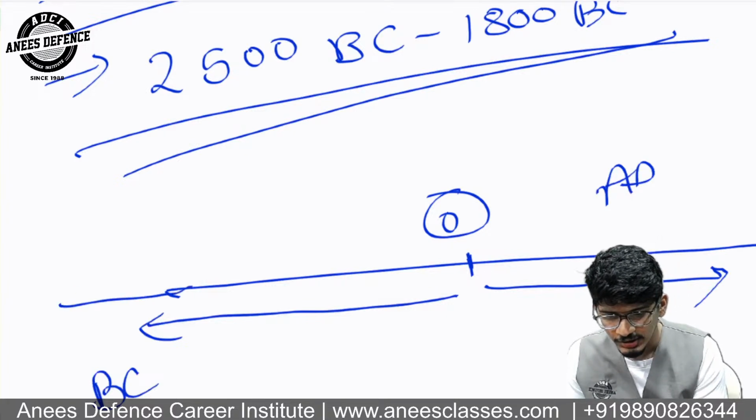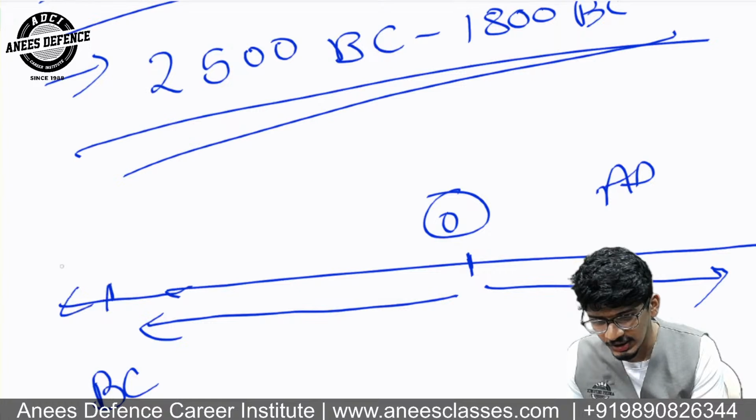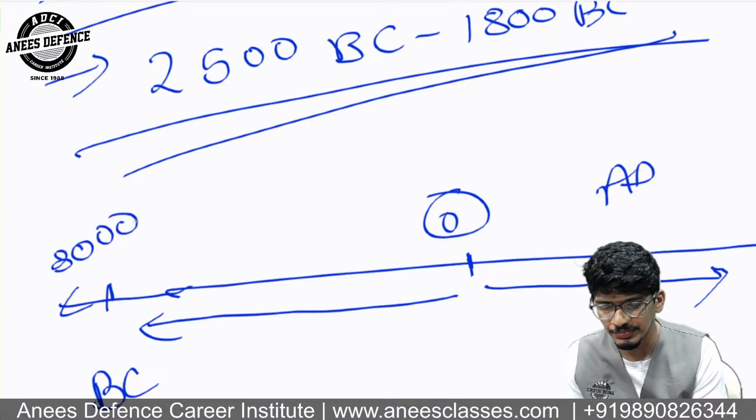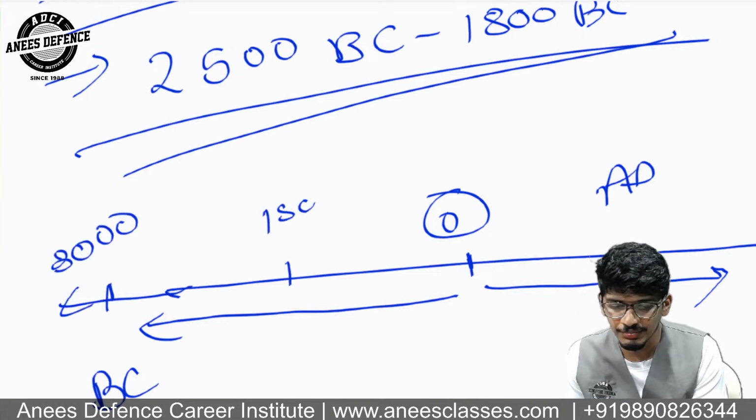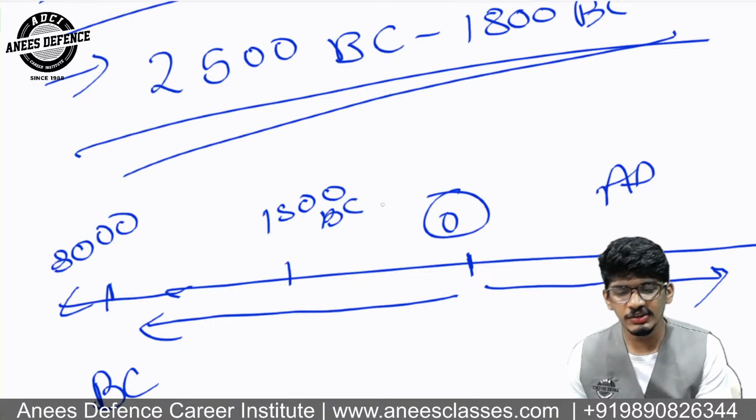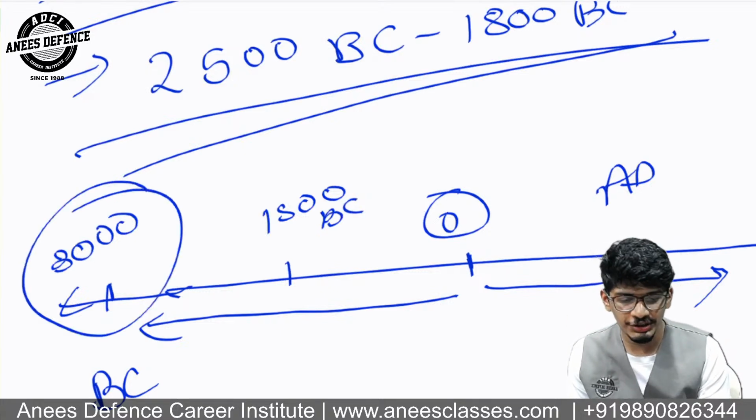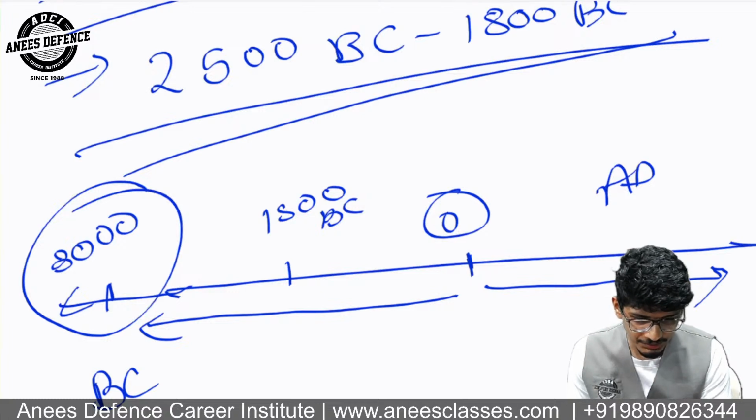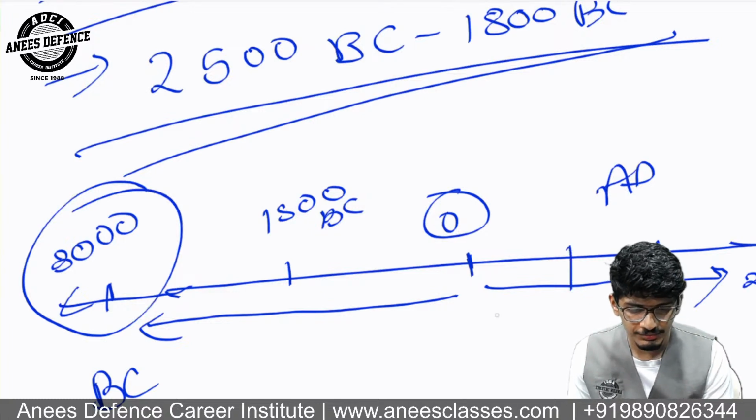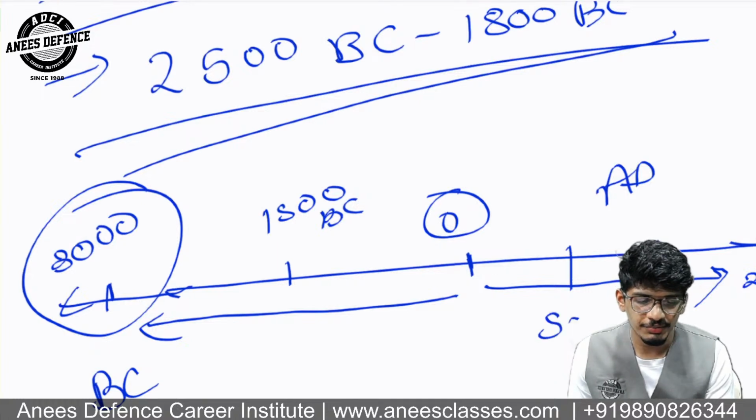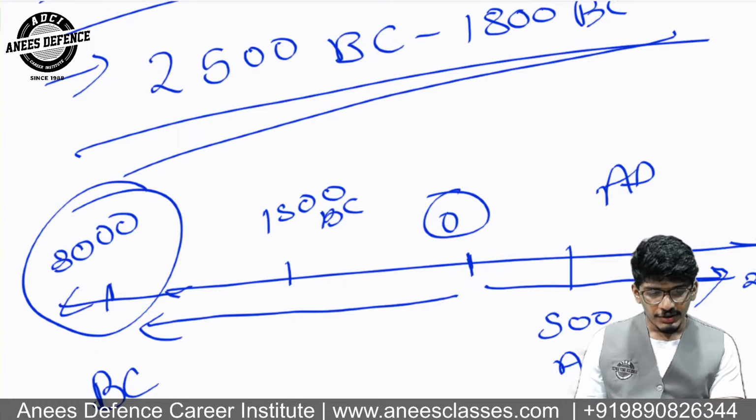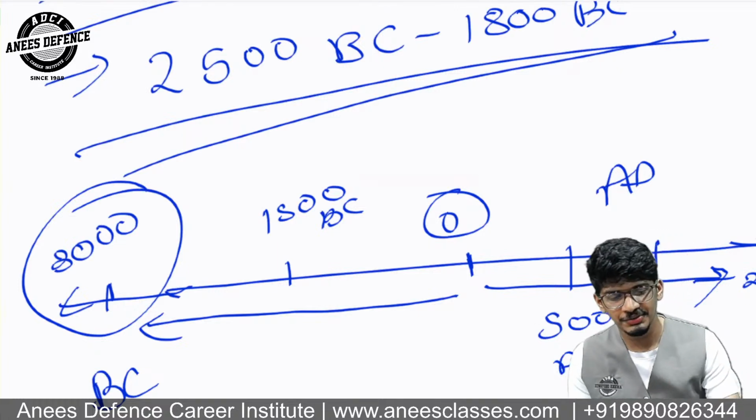So naturally, the larger the number here, suppose 3000 BC, now 1500 BC, the larger the number means the older the age. And similarly here, 2023 and 500 AD. The larger the number, it means youngest, newest, latest.